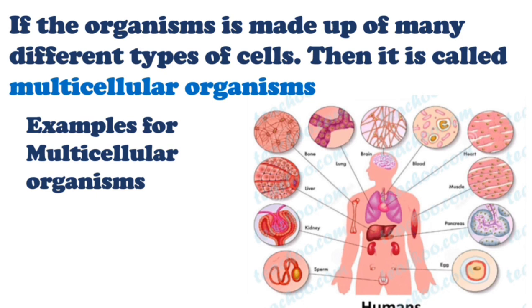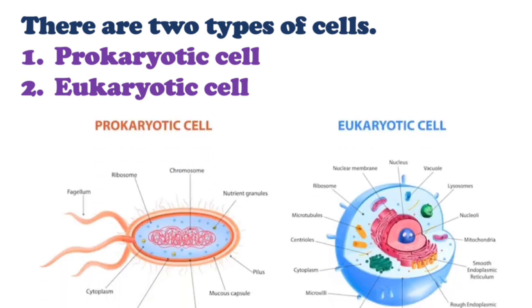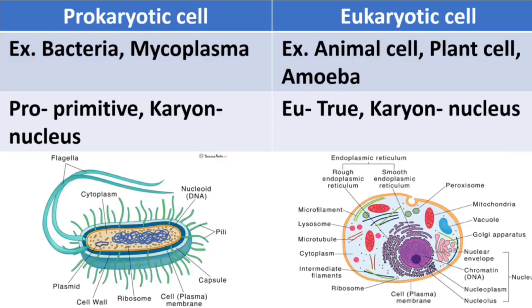Now we will learn about the types of cells, which is very important. There are two types of cells, prokaryotic cell and eukaryotic cell. Pro means primitive, karyon means nucleus. The cells with a primitive nucleus are called prokaryotic cells. So what does this primitive mean? Let us analyze with the help of an example, that is bacteria, mycoplasma.